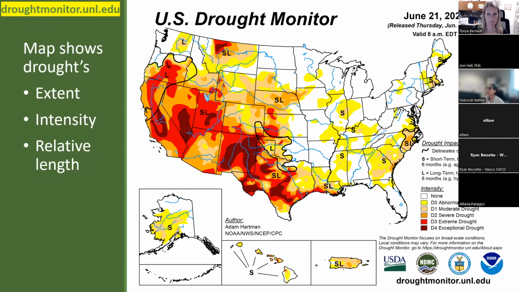So we'll start out with the most recent map that was released this morning. This map shows where drought is occurring, its spatial extent and severity, and the timescale of the associated impacts or the consequences of the drought. It sounds easy, right?